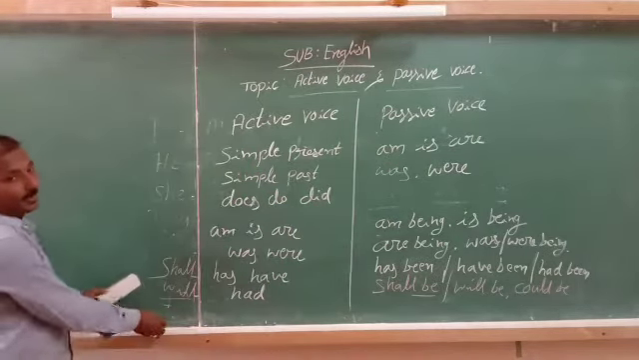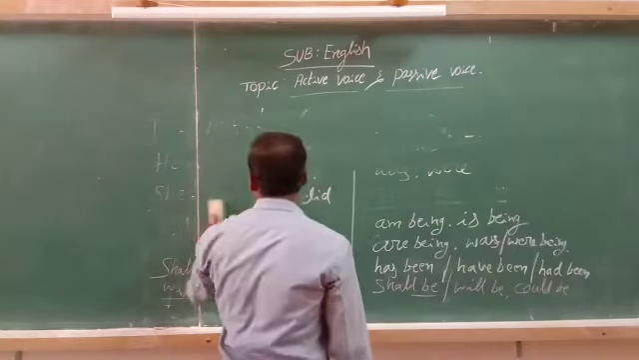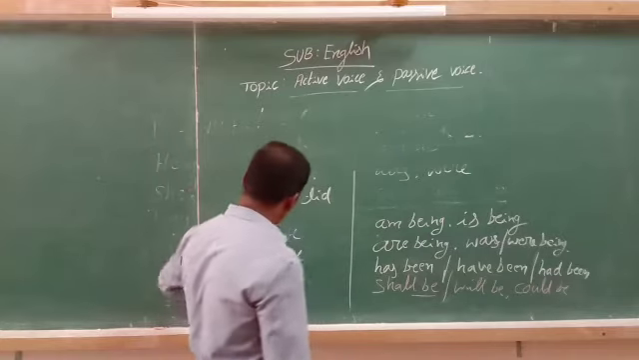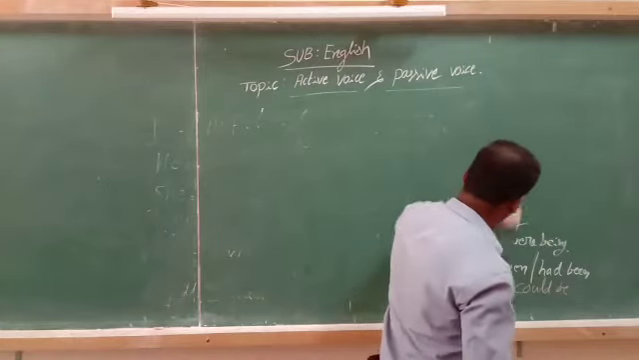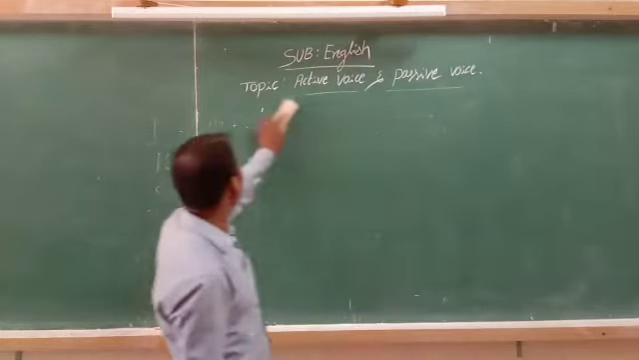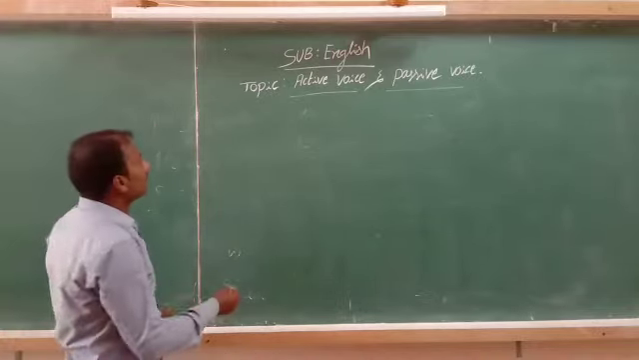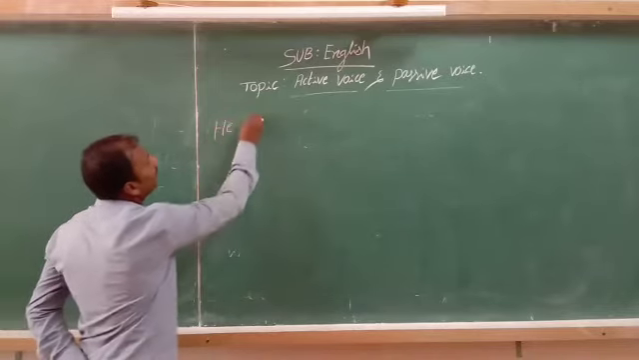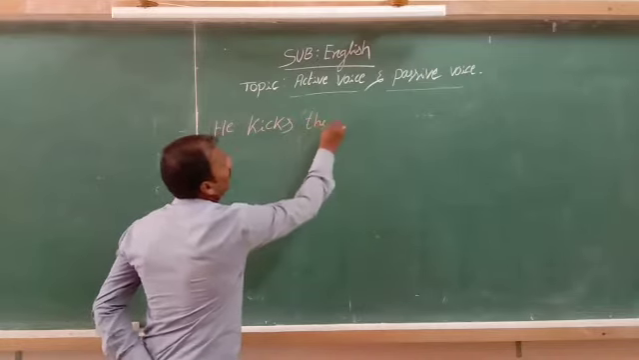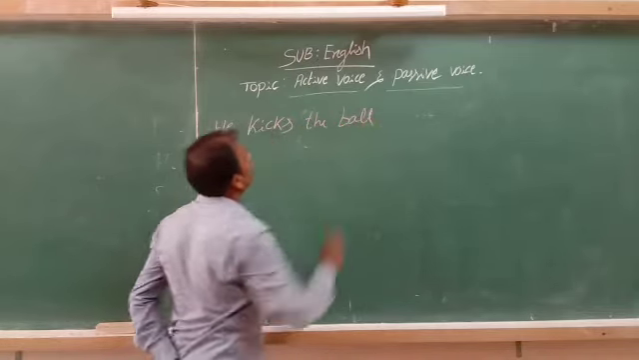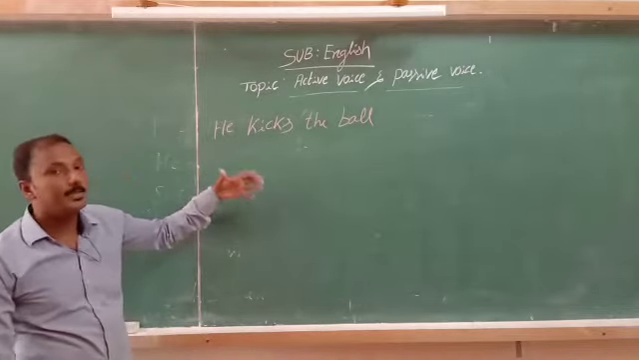Then come to the examples, to show how to change the voice from active into passive. For the first one, I take the example: he kicks the ball. He kicks the ball. So this is a sentence, and how do we change it into the passive?